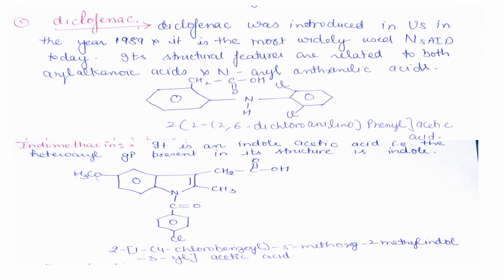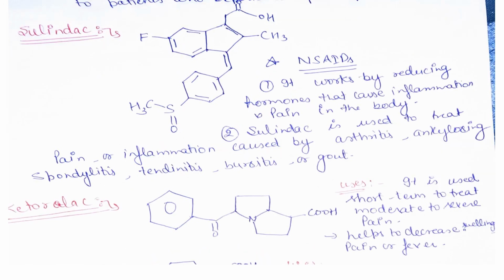This is the structure for indomethacin: 1-(4-chlorobenzoyl)-5-methoxy-2-methylindol-3-yl acetic acid. Then sulindac. It is an NSAID. Sulindac works by reducing hormones that cause inflammation and pain in the body. Sulindac is used to treat pain or inflammation caused by arthritis, spondylitis, tendinitis or gout.